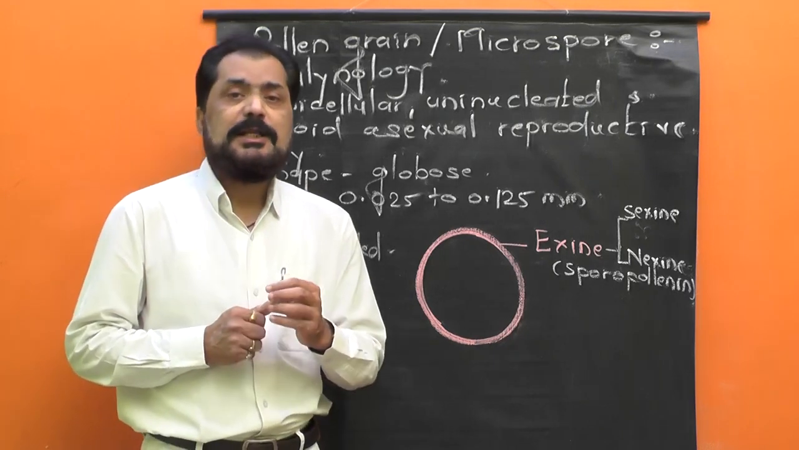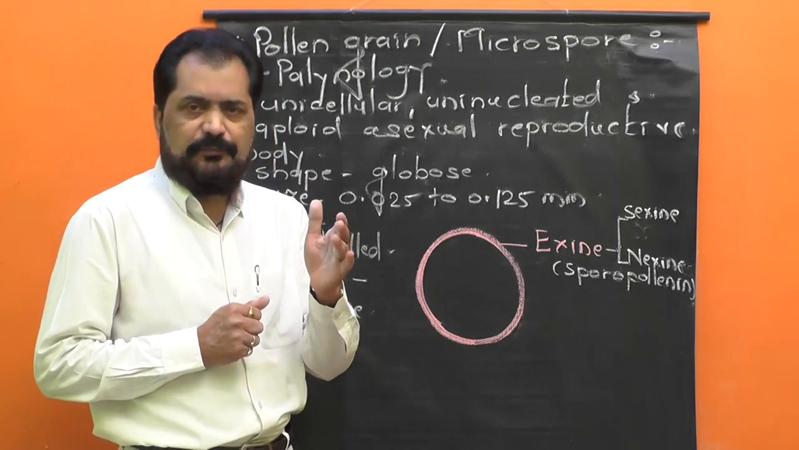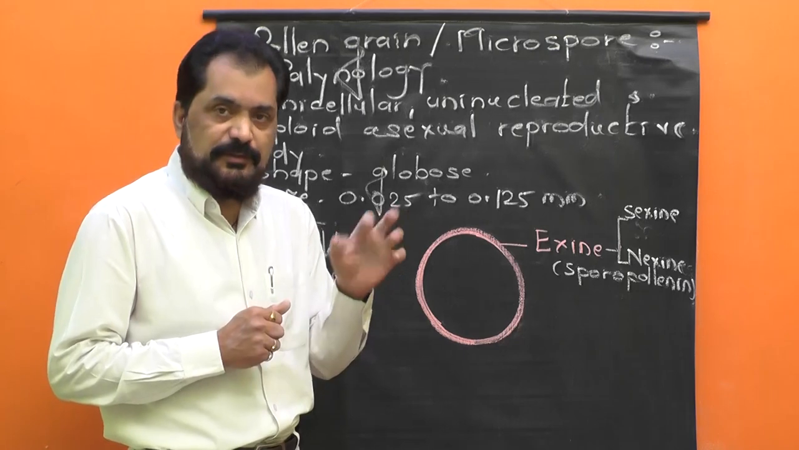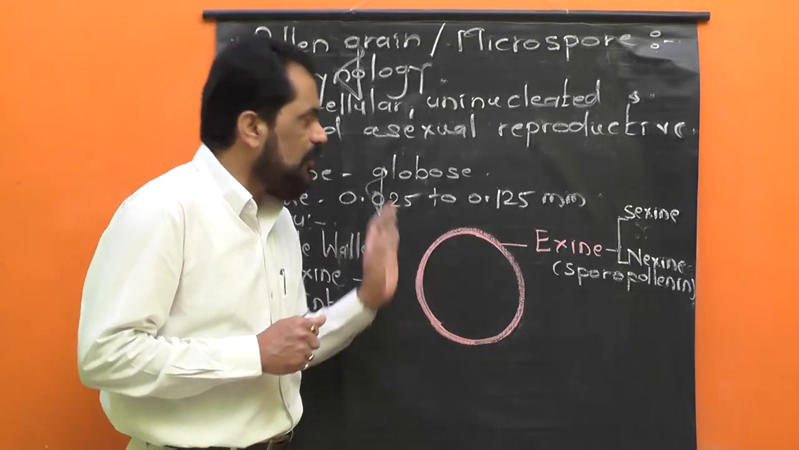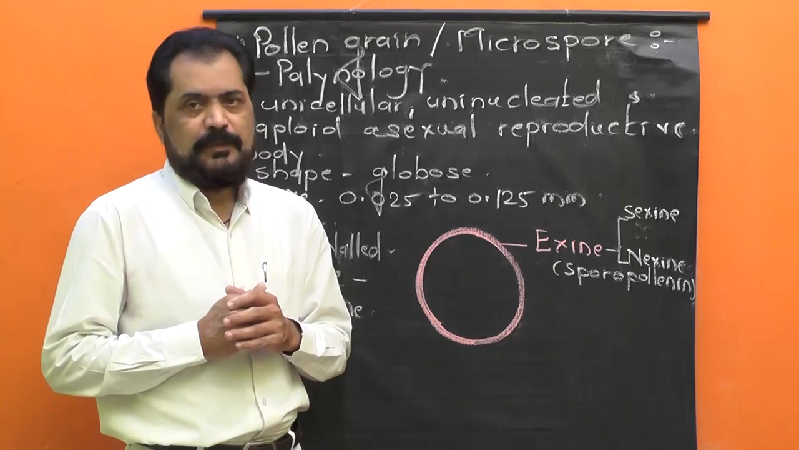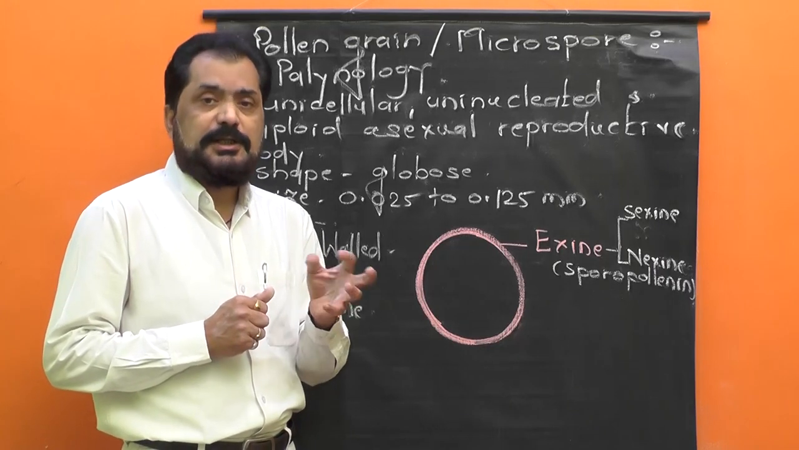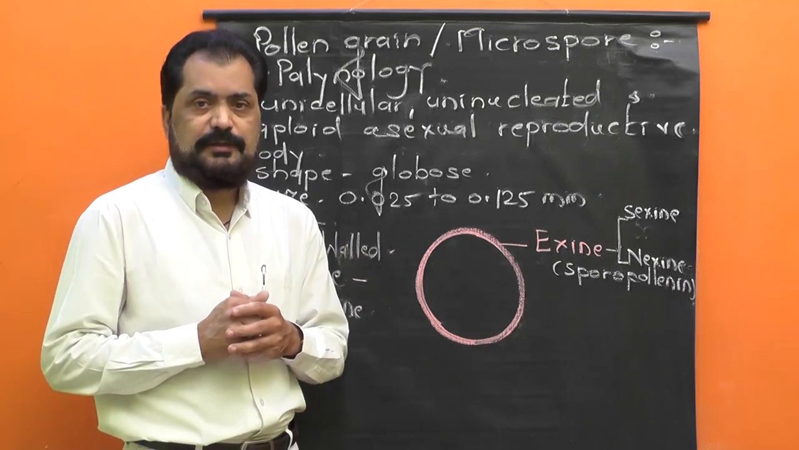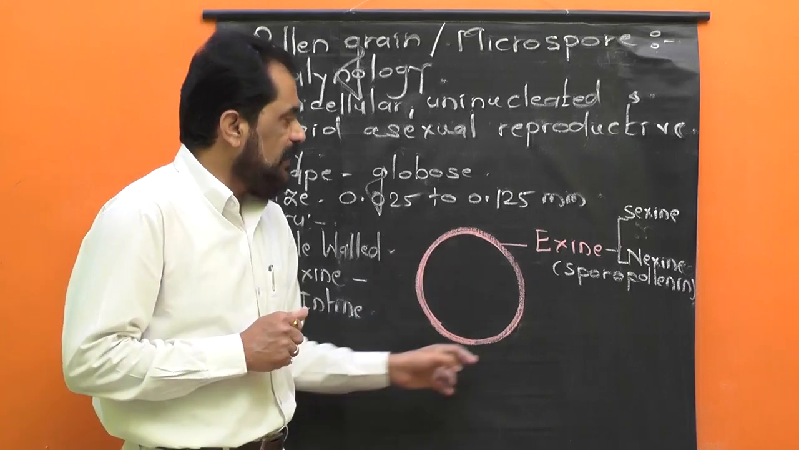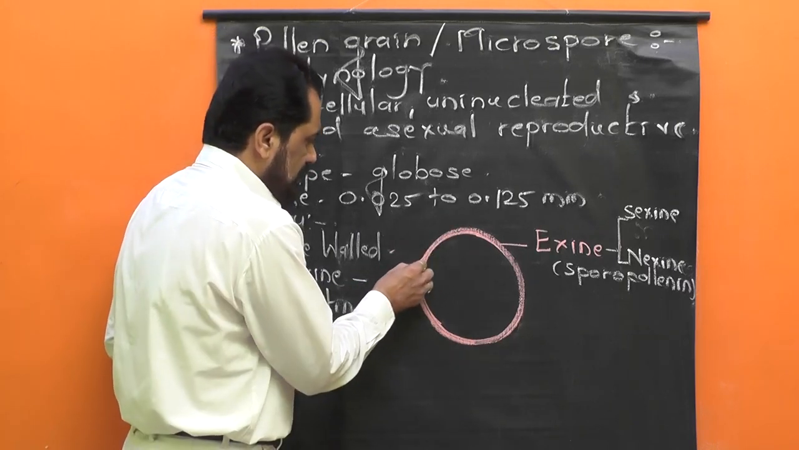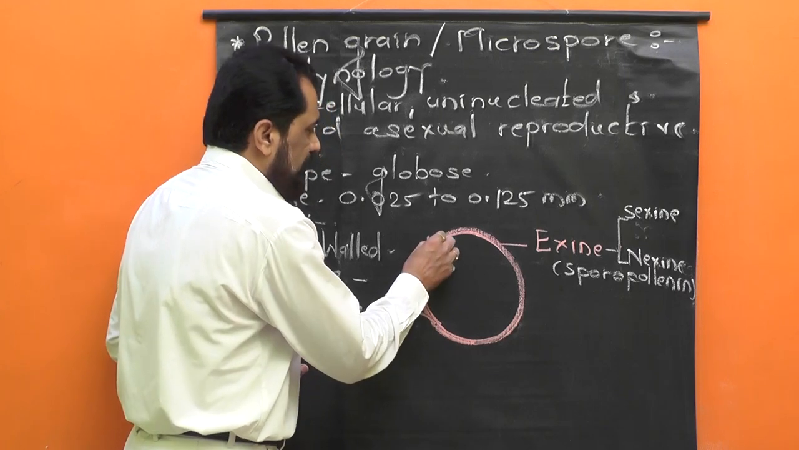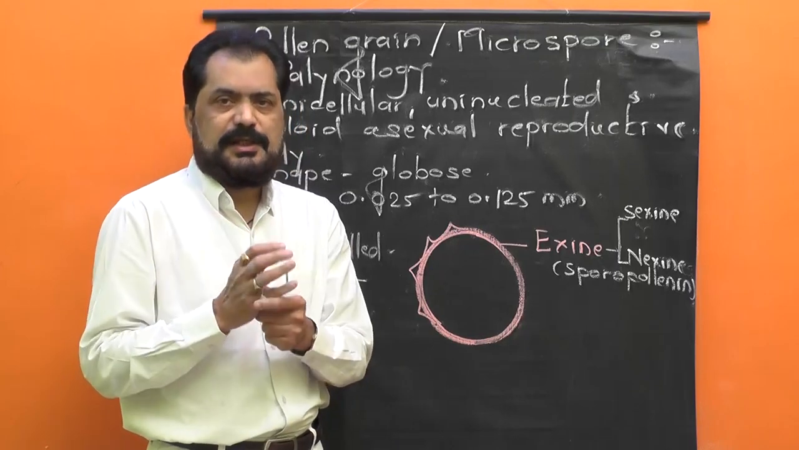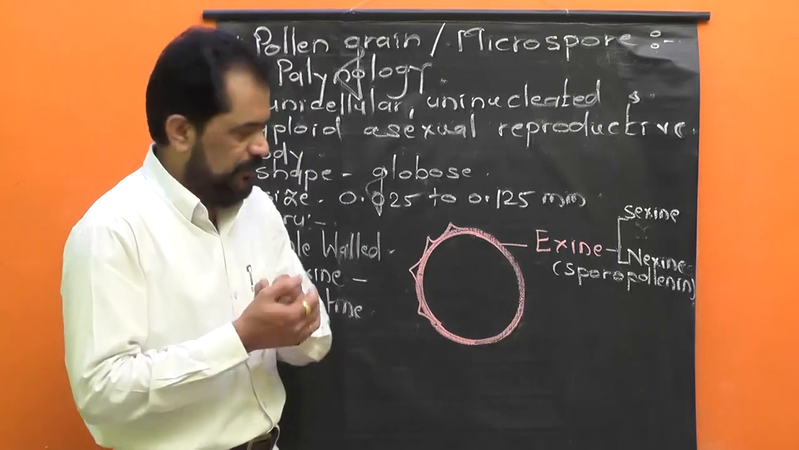If the flowers are anemophilous, it means if in flowers pollination is carried out by means of wind, then the exine of pollen grains is smooth. And if the flowers are entomophilous, that is insect pollinating, or ornithophilous, that is bird pollinating, then the exine appears quite spiny, or we can say rough, so that it can stick very easily to the body of insects and birds necessary for pollination.